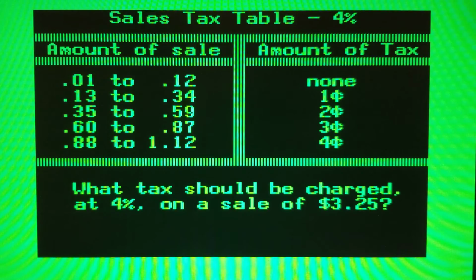What tax should be charged at 4% on a sale of $3.25?